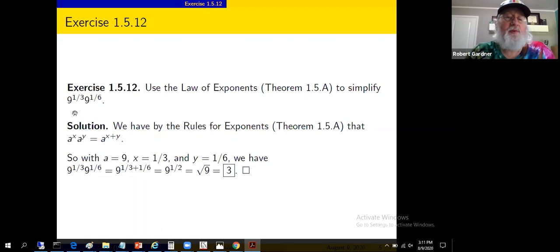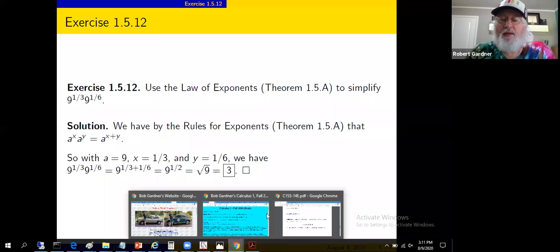Here we've got a equals 9, the base is 9. One of the exponents is 1/3, the other exponent is 1/6. Add those exponents together. 9 to the 1/3 times 9 to the 1/6 is the same as 9 to the 1/3 plus 1/6. 1/3 plus 1/6 is 1/2. 9 to the 1/2, that's the square root of 9. So the answer is 3. So easy enough there, properties of exponents. Back to the notes.